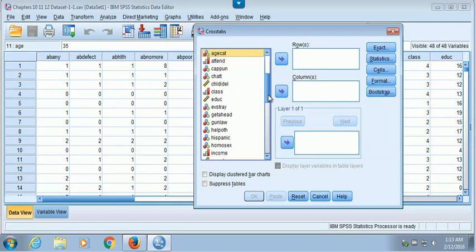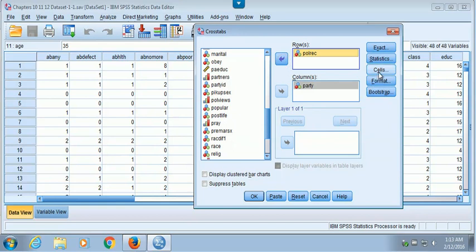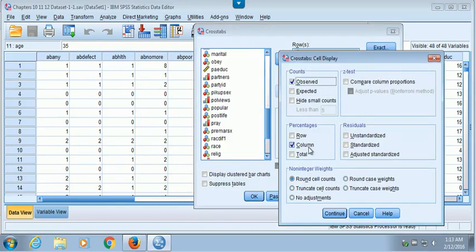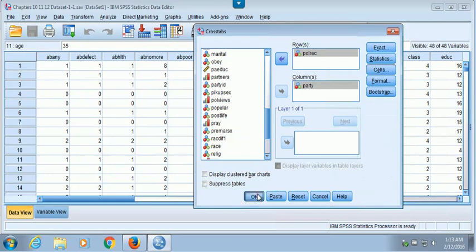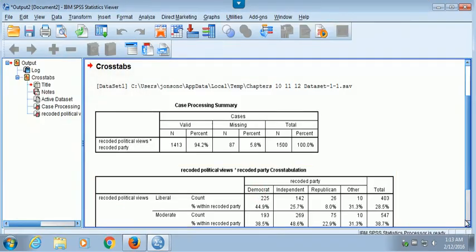So again, we're looking at the effect of party identification on political views. So party identification is our independent variable. And then we're going to look at political views, the recoded one. So they're looking at full rec. Make sure in the cells box that column is checked. Click OK.